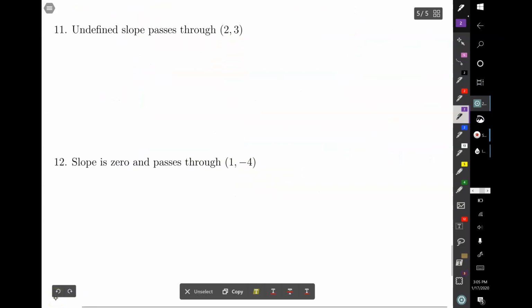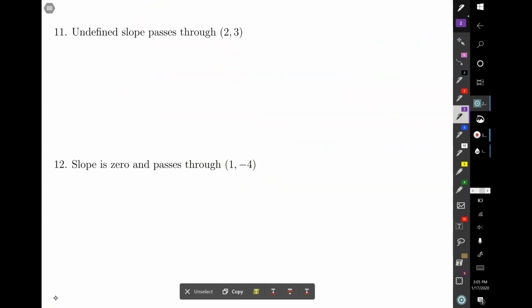So now when I look at number 11 and it says undefined slope, passes through 2, 3, I know that I would have a vertical line going through the point 2, 3. So my x is going to be 2 everywhere. So I would just write x equals 2. That's my answer.